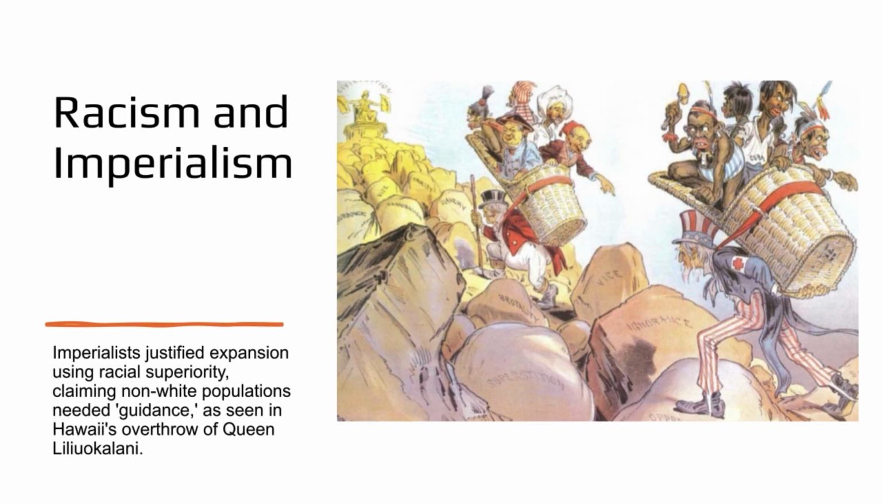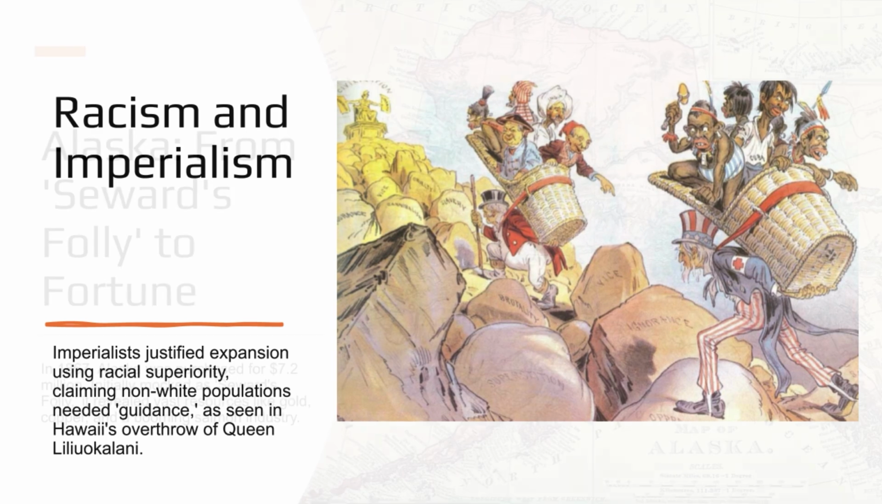One uncomfortable truth about American expansion is how racism shaped its goals. Many imperialists believed in the superiority of white, English-speaking Americans. In Hawaii, Queen Liliuokalani attempted to restore power to the native Hawaiian government. But American settlers, supported by U.S. Marines, overthrew her monarchy, claiming that Hawaiians needed guidance. These ideas weren't just American, they mirrored European attitudes, but they justified policies that often ignored or harmed indigenous populations.